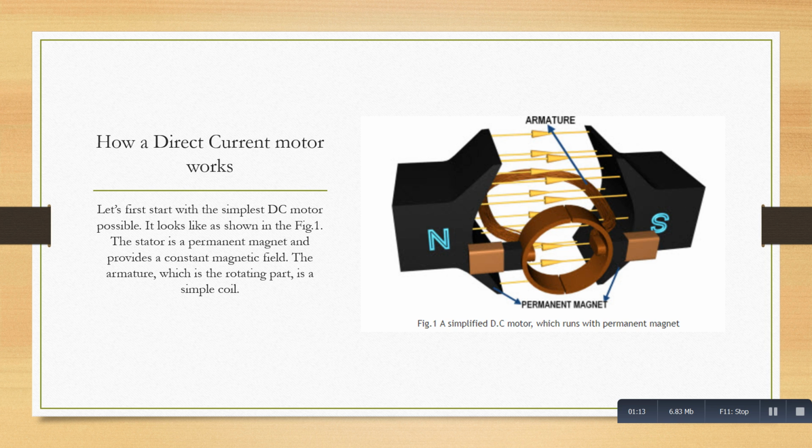Okay, this is how a direct current motor works. Let's first start with the simplest DC motor possible. It looks like the one shown in the figure. The stator is a permanent magnet and provides a constant magnetic field. The armature, which is a rotating part, is a simple coil.